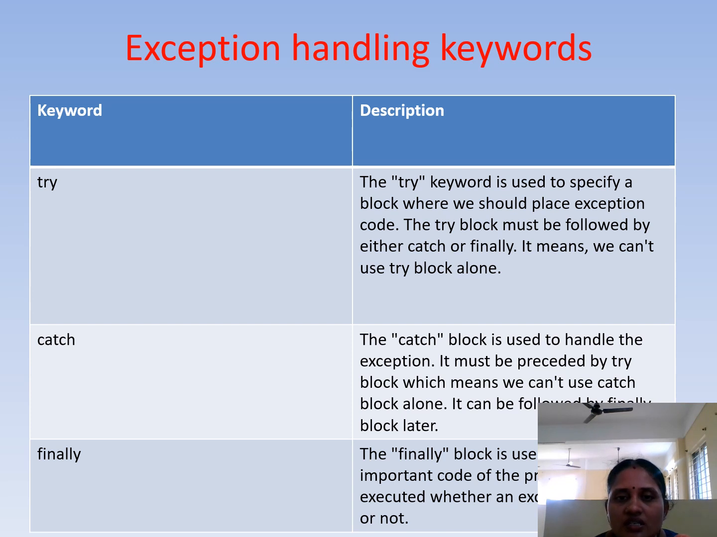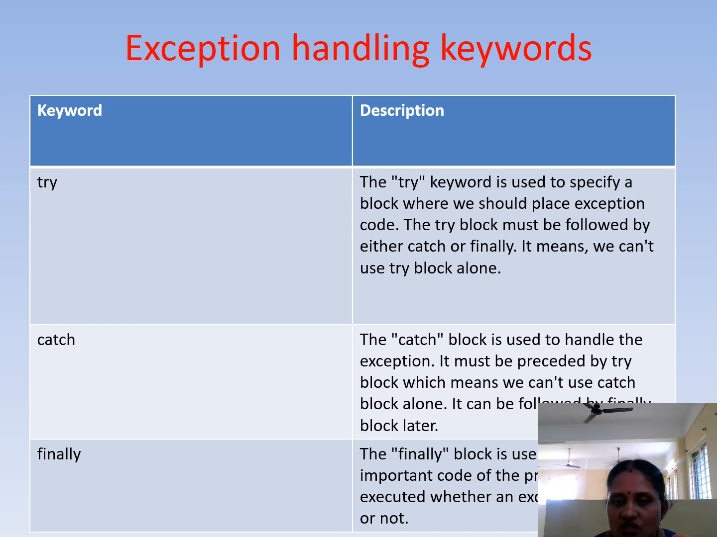The first keyword is try. The try keyword is used to specify the block where we place the exception code, and the try block must be followed by either catch or finally. It means that we cannot use the try block alone. So to place the exception code, we use the try keyword.